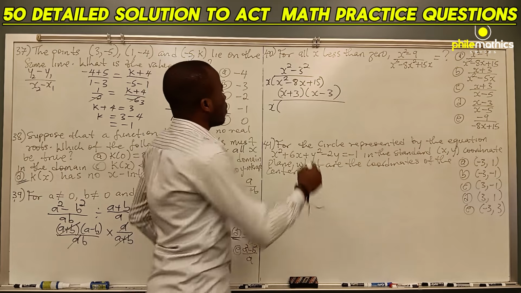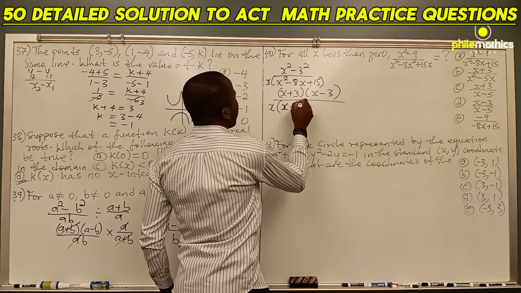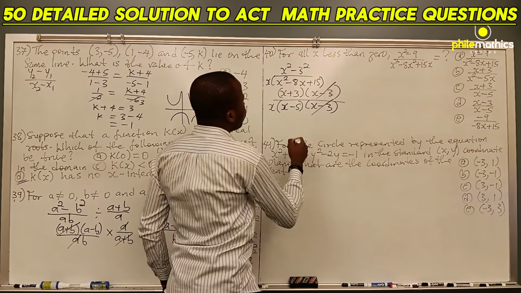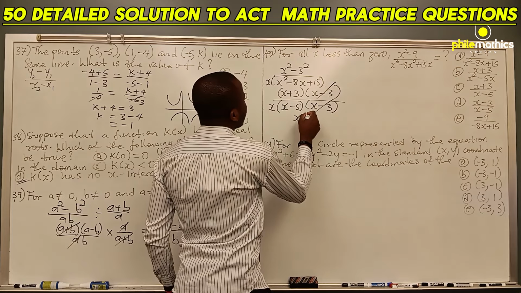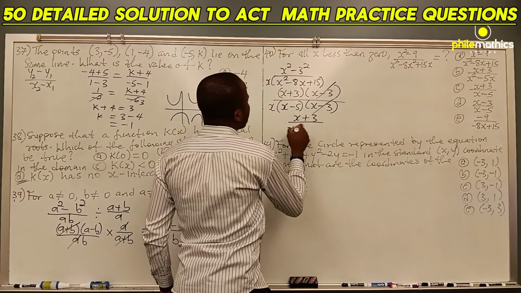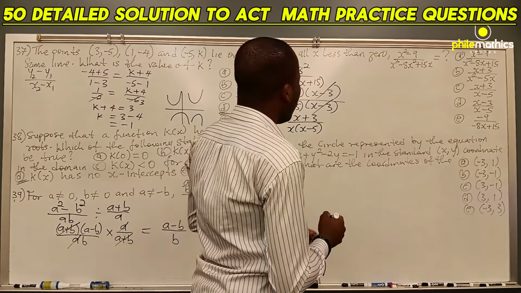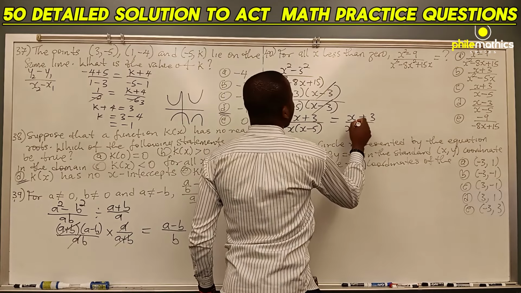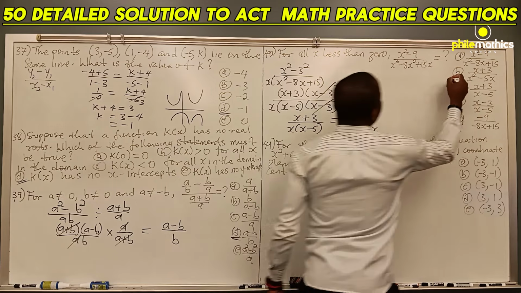minus 5 and minus 3. So this will be x minus 5, x minus 3. So this can cancel this. So we are left with x plus 3 over x minus 5, which is the same as x plus 3 over x squared minus 5x, which is B.